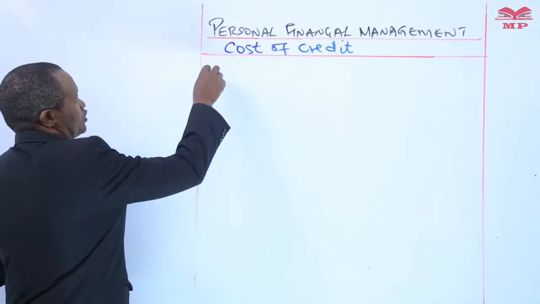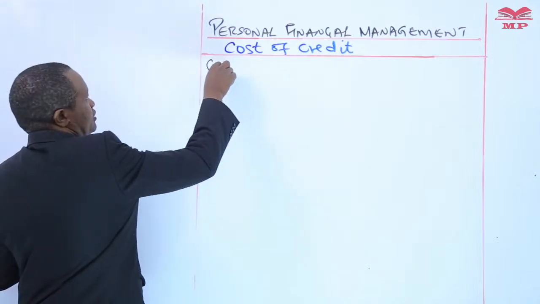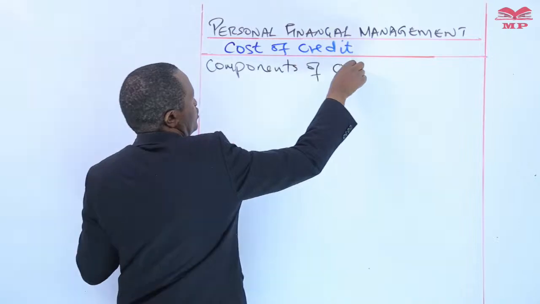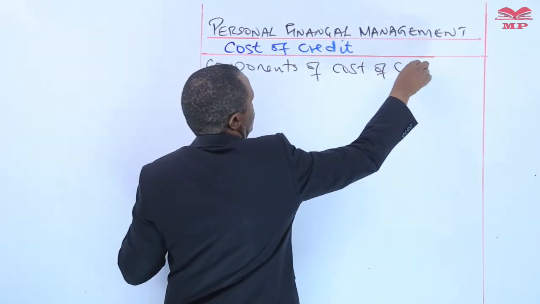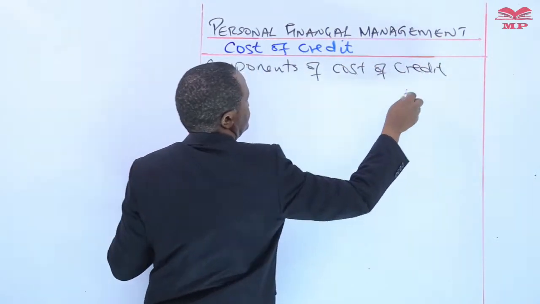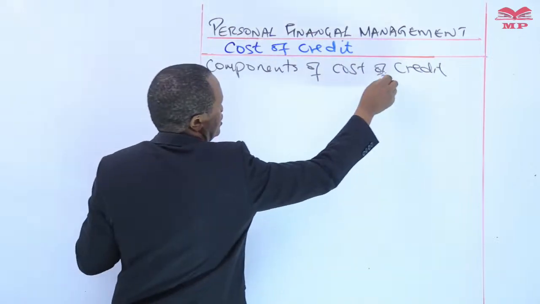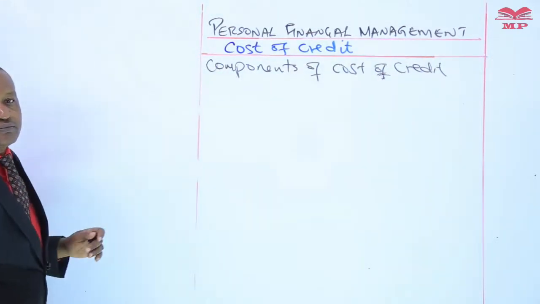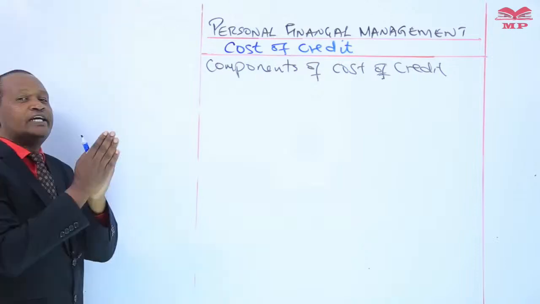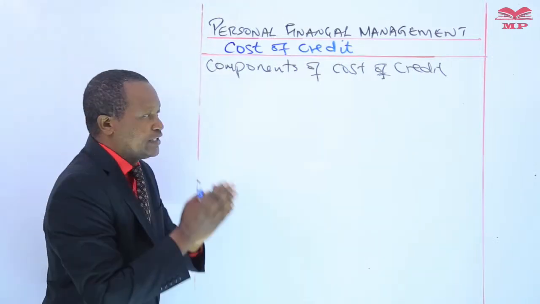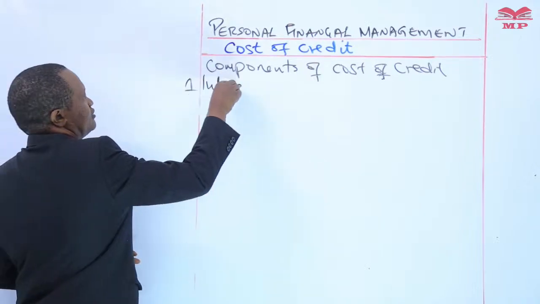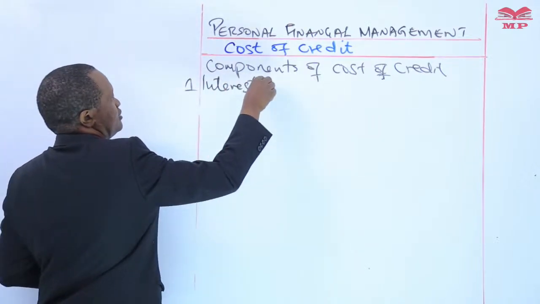Key components of cost of credit. The first component is interest rate. Number 1, interest rate.